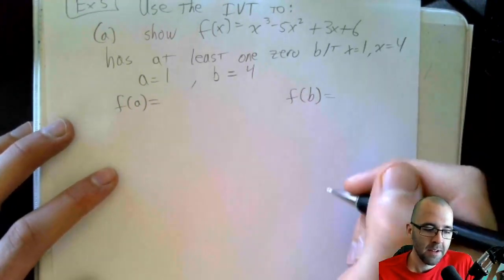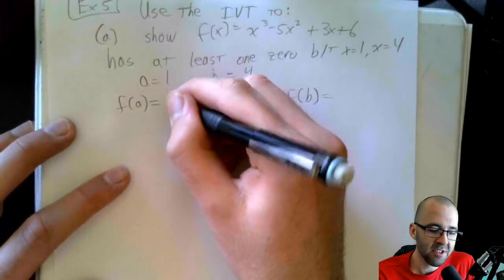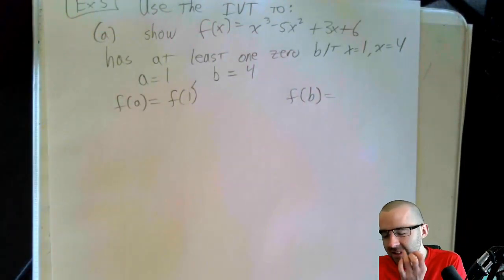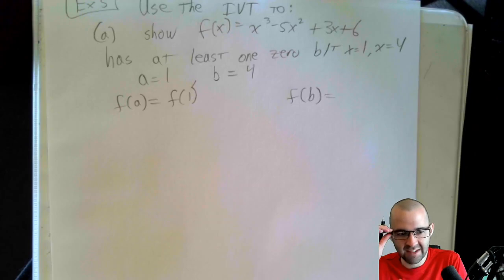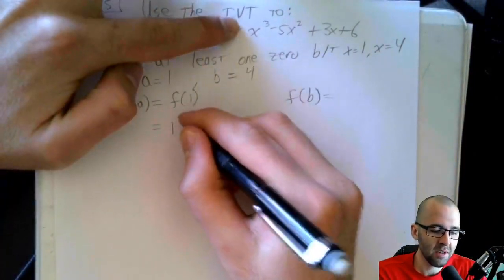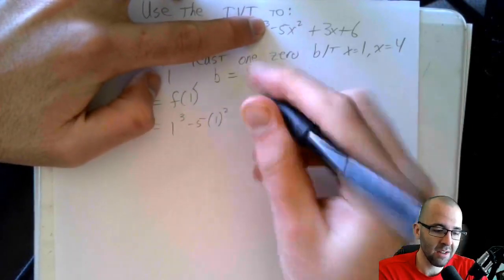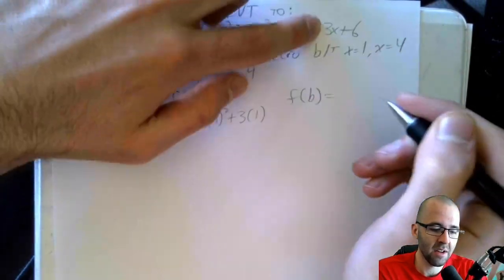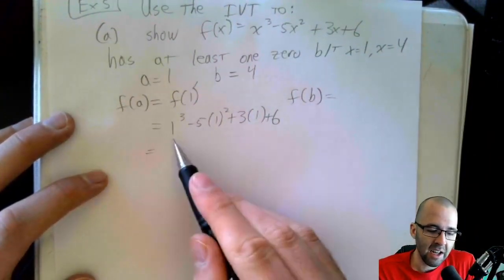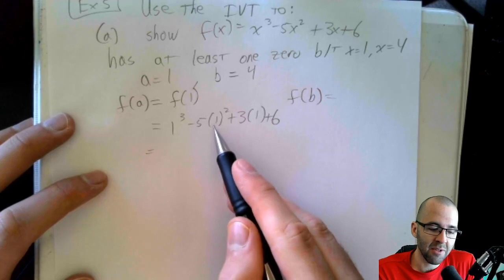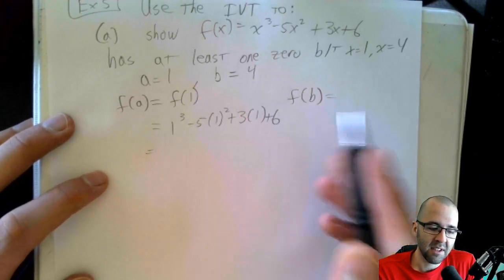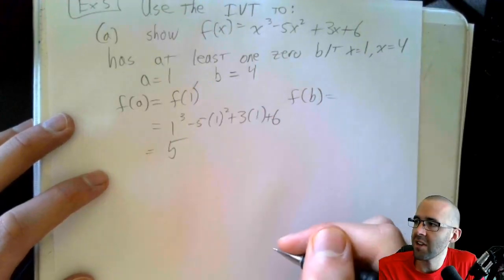Okay. So f of a, that's just f of 1. A is 1. They're the same thing. We just replace it. So we get 1 cubed minus 5 times 1 squared plus 3 times 1 plus 6. Plug that into your calculator. You get 1 minus 5 is negative 4, plus 3 is negative 1, plus 6 is 5.